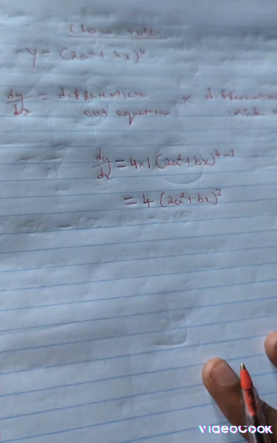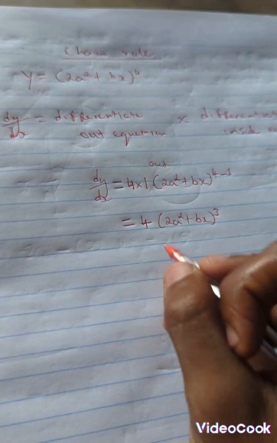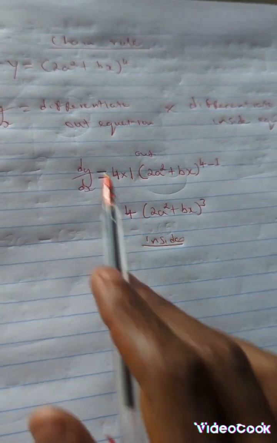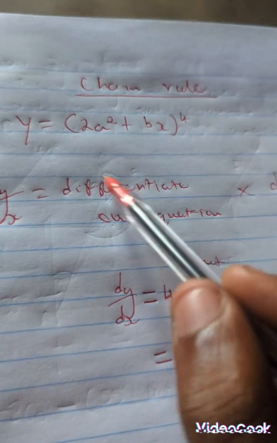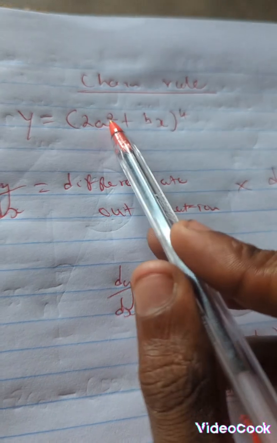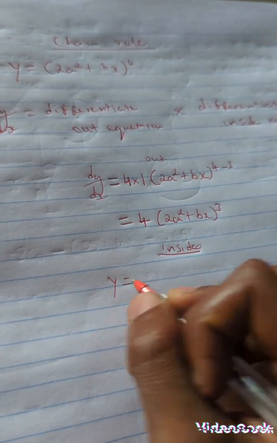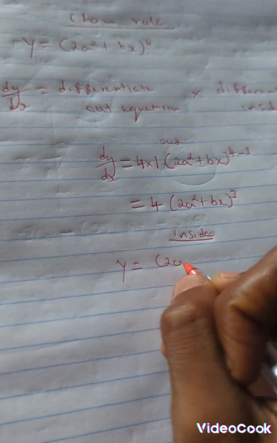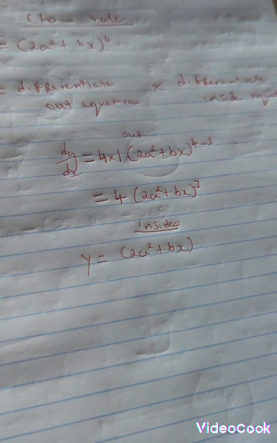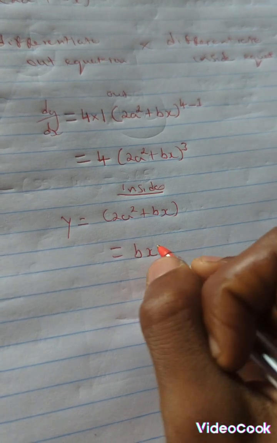Then now the second part is for the inside. So this is our outside. Then we want to find for the inside. Now when you are differentiating the inside, we are only differentiating the one that has x. We can't differentiate here because this one has only a. So we are going to write 2a squared plus bx, and we are differentiating only bx.